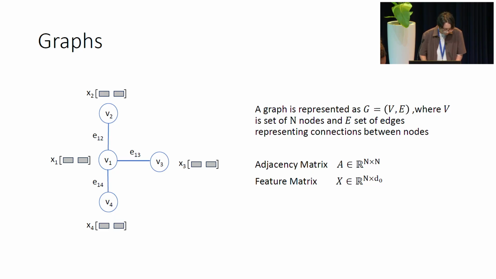First, let me briefly introduce the data setup of a graph. The graph consists of nodes and edges, and each node has its own feature vector. We collect the node features into the feature matrix X, while the graph connectivity is represented by the adjacency matrix A. Essentially, we have these two sources of information: node features and graph structure.